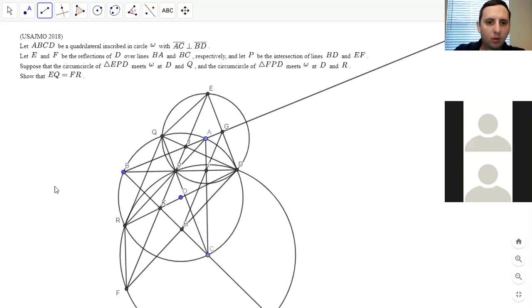We have to use that AC is perpendicular to BD. Oh, we kind of used that already. We could try to show those angles are equal too, right? Well, yeah, because angle EQR is EQP plus RQC. And I think maybe that's good enough because EQP is 180 minus EDP.